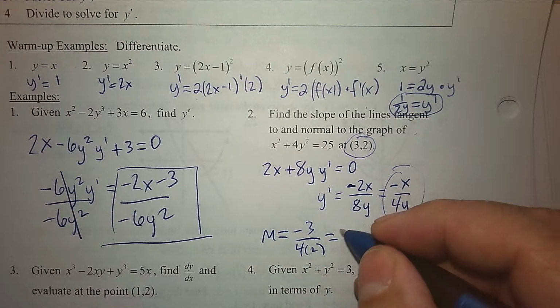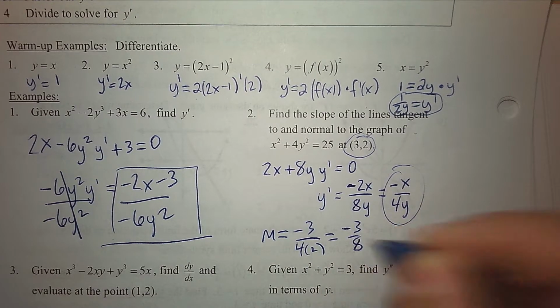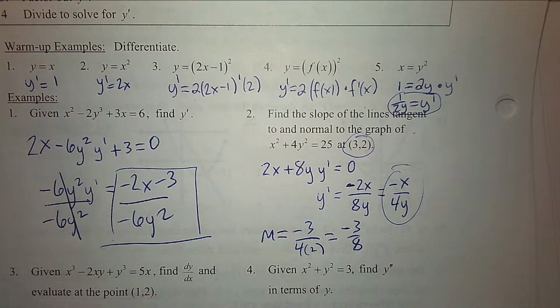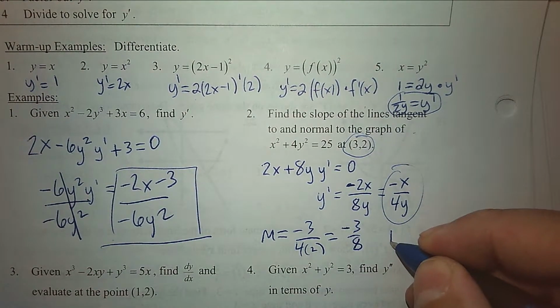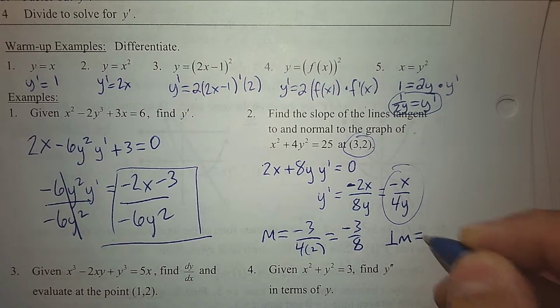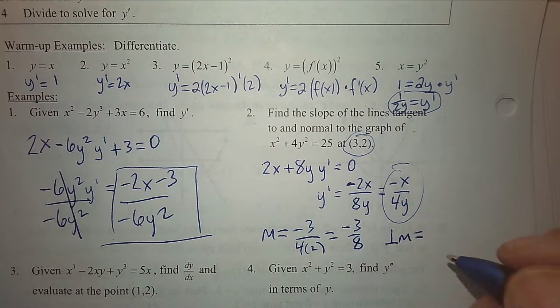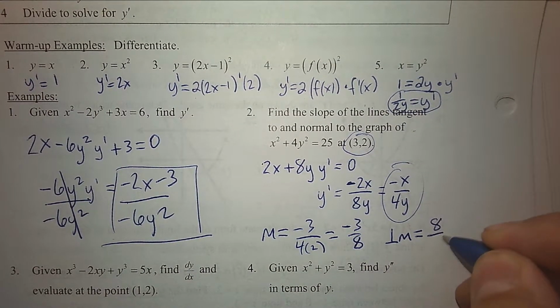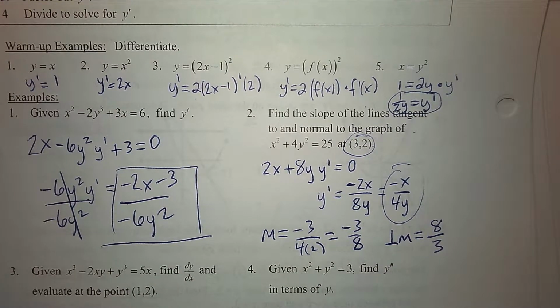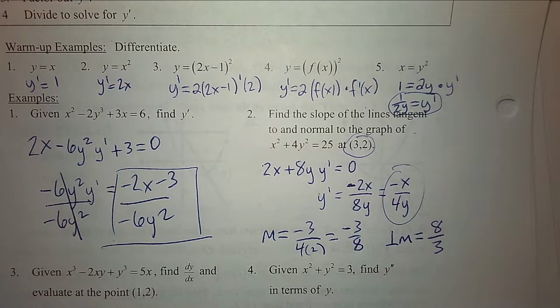So what's the slope of the tangent line? Negative 3 over 8. What's the slope of the normal line, which means perpendicular? Positive 8 over 3. So when we do things implicitly, you're going to have to use the x and the y coordinate to know what you need to find. And these are no longer functions. You're now taking derivatives of relations like ellipses and circles and things like that.